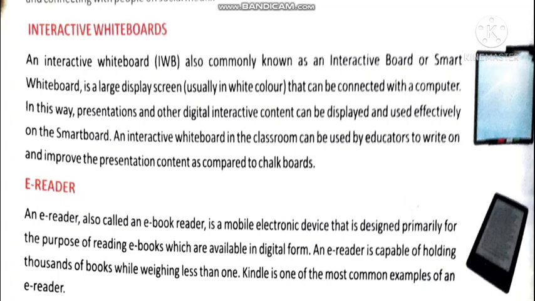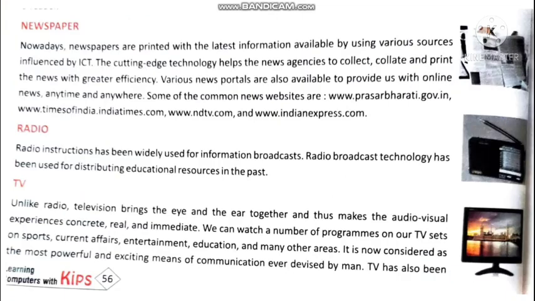Kindle is one of the most common examples of an e-reader. It's not like all those books you will get free. You will have to get a subscription for those books, and then you will download the digital format of those books in your Kindle or any other application or any other device which you're using. Okay, so here a question can be framed. Give an example of e-reader. What is it? Kindle. Okay, next is newspapers.